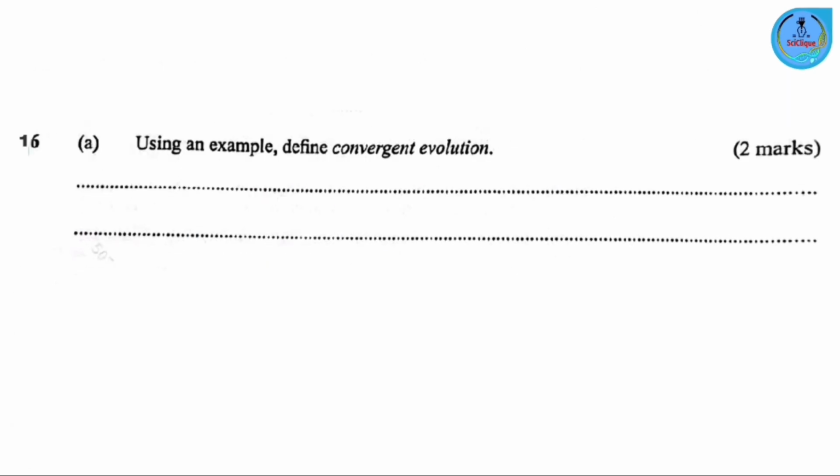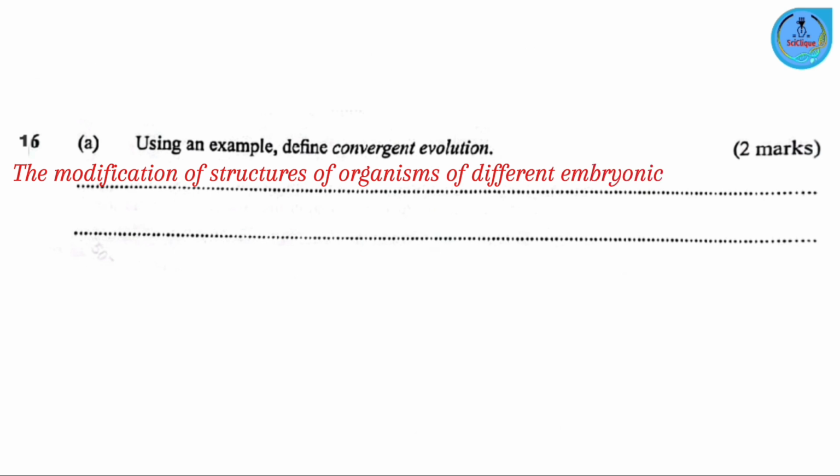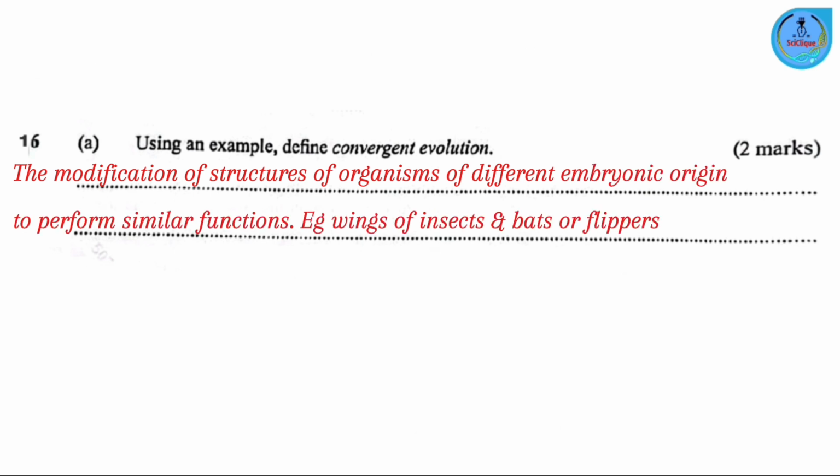Question number 16, part A. Using an example, define convergent evolution. So this is the modification of structures of organisms of different embryonic origin to perform similar functions. So the example that I'm actually going to use is the wings of bats and insects.